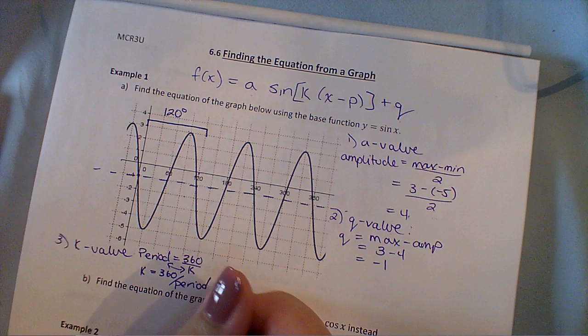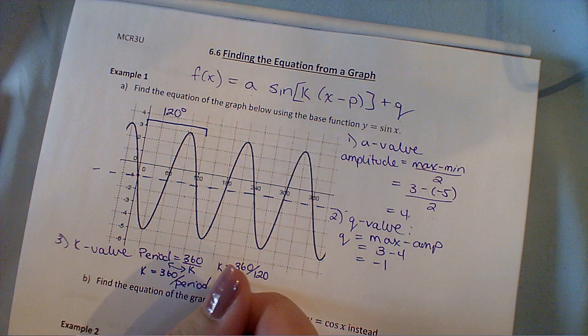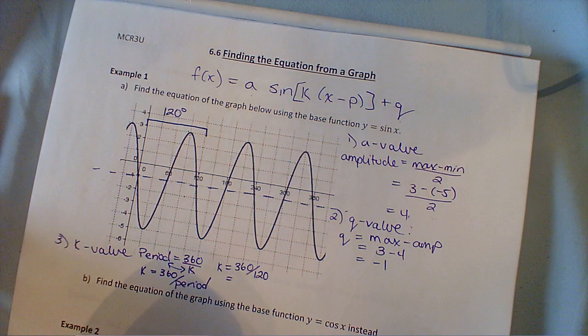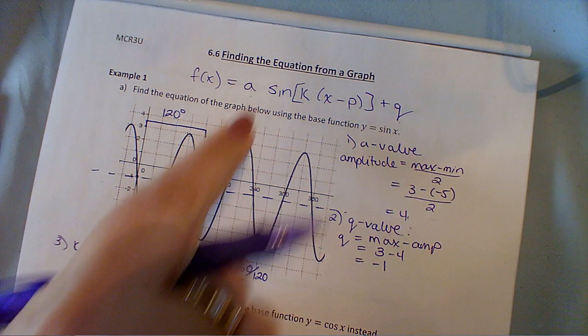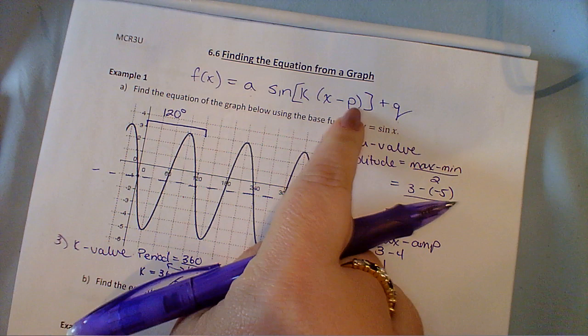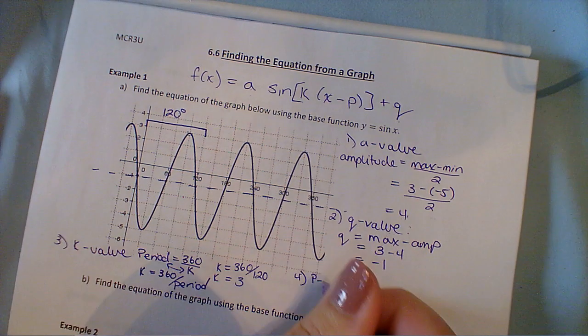So K then would equal 360 divided by 120. Well, that should go in 3 times, should it not? So we know that K value is 3. So now I have my A, I have my K, and I have my Q. The last thing I need to get is my P value, my phase shift.